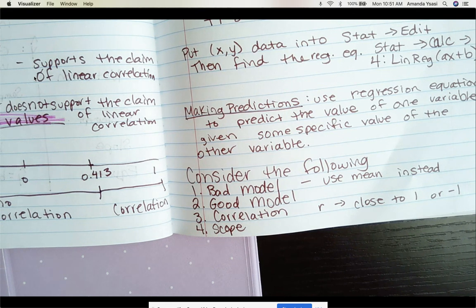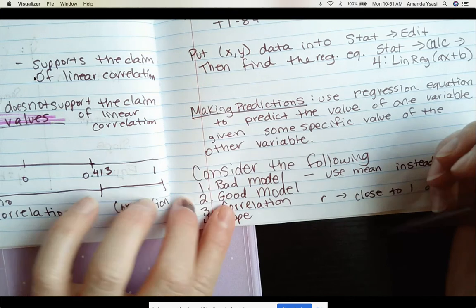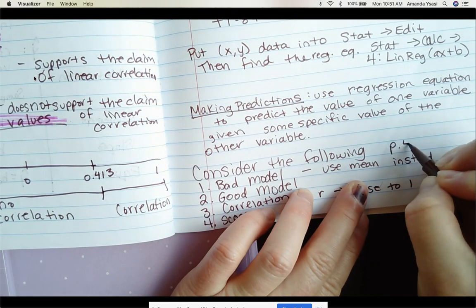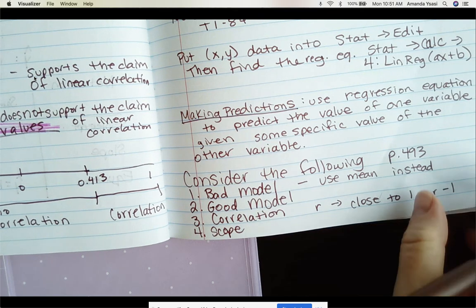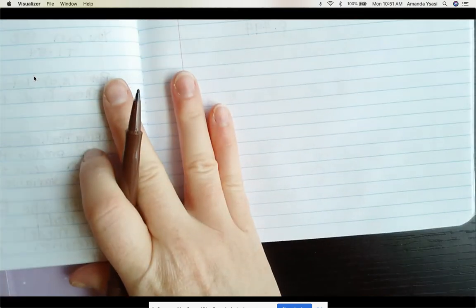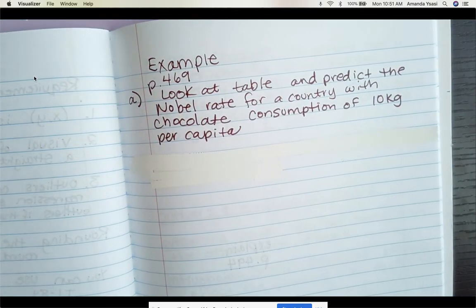Predicting too far beyond the scope of the available data is called extrapolation, and could result in bad predictions. If you want to look back at these for more details, you can go to page 493 in your textbook. Your textbook is also on MyMathLab. All right, so let's do an example.